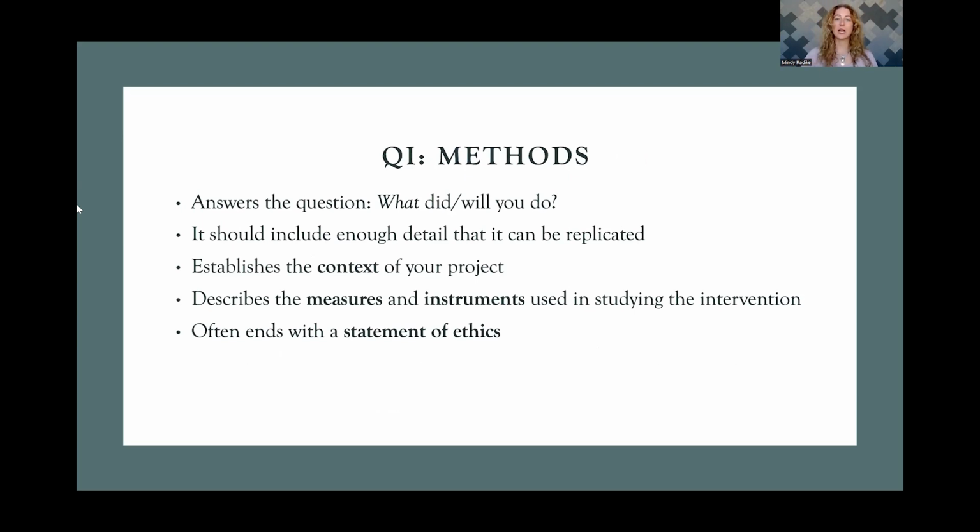All right, so now we are at the QI method section, or the M in the acronym IMRAD. And so the methods section answers the question, what did or will you do? It should include enough detail that it can be replicated. It establishes the context of your project. It describes the measures and instruments used in studying the intervention, and it often ends with a statement of ethics. And we're going to go over all those things a little bit more deeply as we continue on.